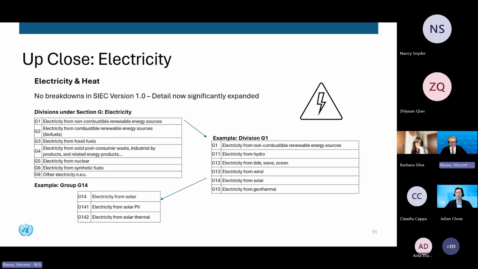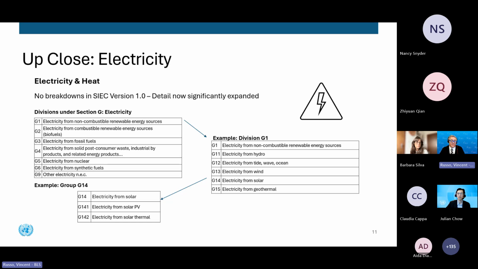Just to get a closer look at some of the particular changes, you can see how in the case of electricity from non-combustible renewable sources, division G1 is broken out again by source of the renewable energy: hydro, tide, essentially marine sources, wind, solar, geothermal. And even within those categories, at the class level, in the case of solar, it is further broken out by electricity from photovoltaic sources and electricity from solar thermal sources. So quite a significant expansion of classes to facilitate analysis of renewable and non-renewable sources, which is important for policymakers. And I'll note that heat is broken down largely along the same lines here.